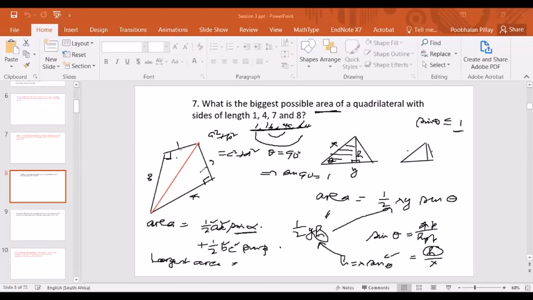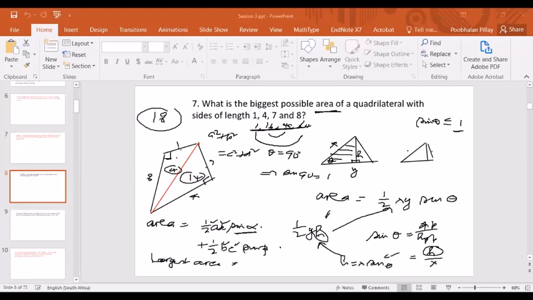And now it's easy from this point onwards, because the area of a right angle triangle, we know it's half base times height. So 4 times 7 divided by 2 is 14, and 8 times 1 divided by 2 is 4. The largest possible area is 4 plus 14, which is 18.